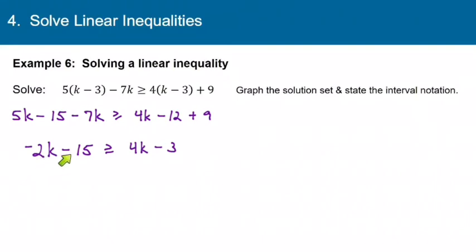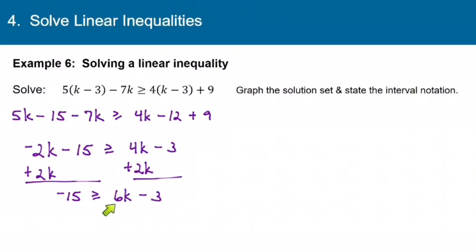So notice we have variable and constant on the left, variable and constant on the right. So we want to eliminate the smaller variable term. So which is smaller, negative 2 or positive 4? Well, negative 2 is smaller, so let's eliminate the negative 2k term. So I'll add 2k to both sides. And on the left side, negative 2k plus 2k minus 15 will add up to negative 15. And that's greater than or equal to what we have on the right, which is 4k plus 2k minus 3. So that's 6k minus 3.